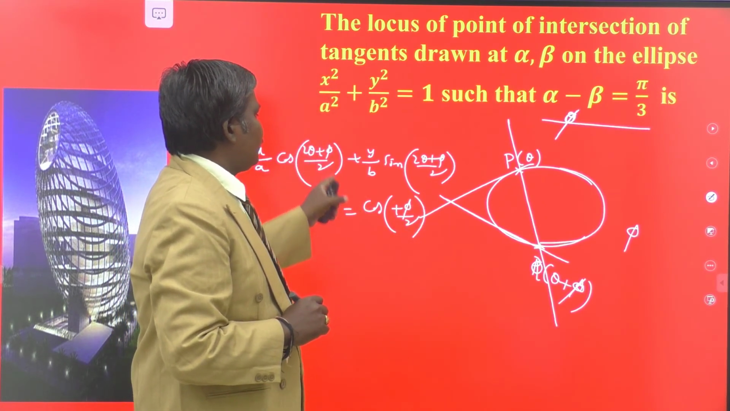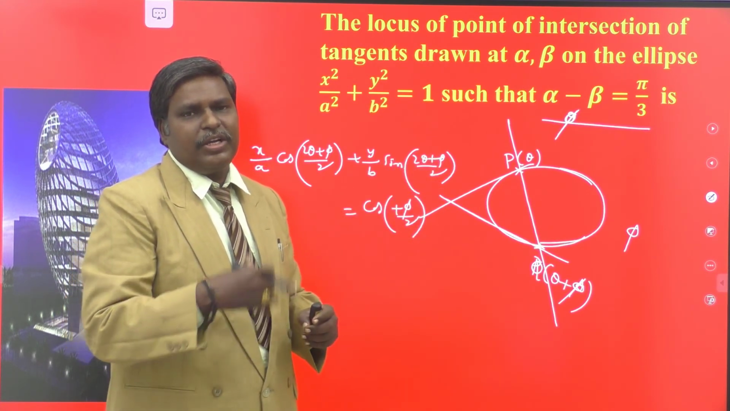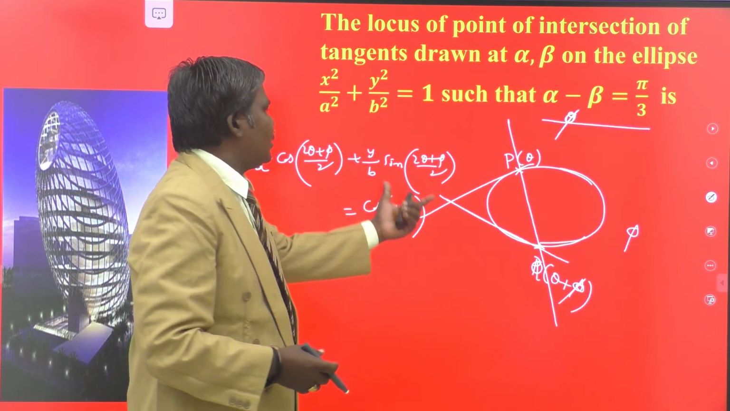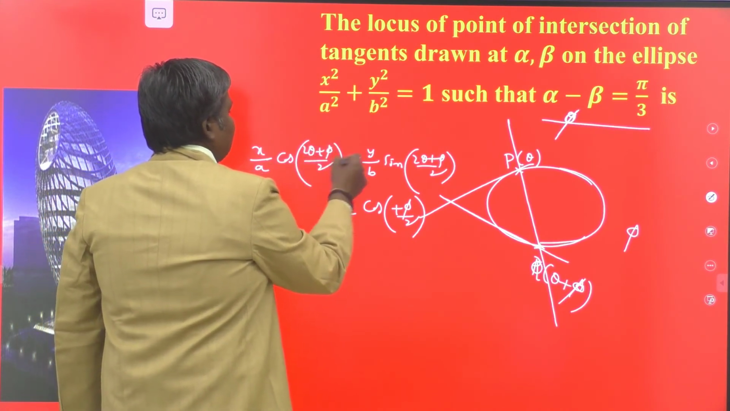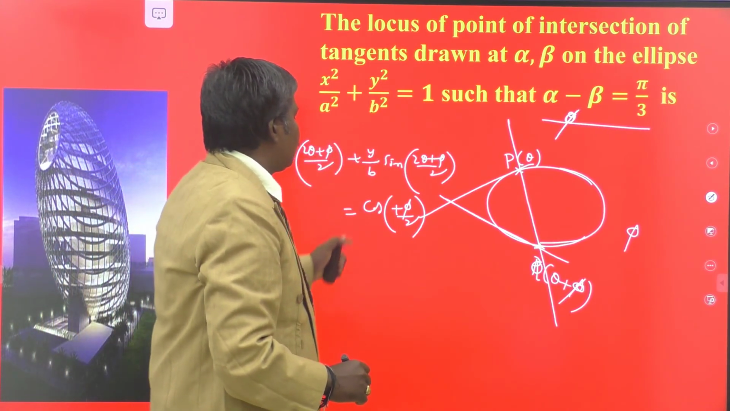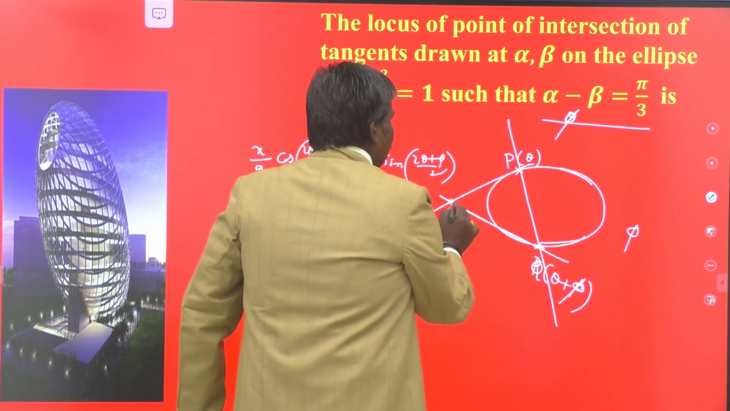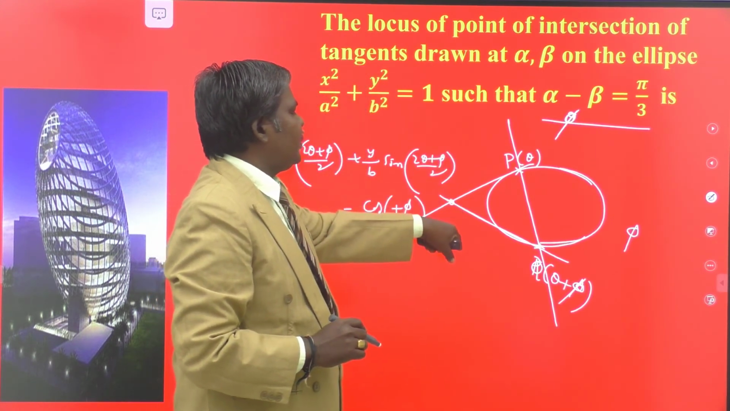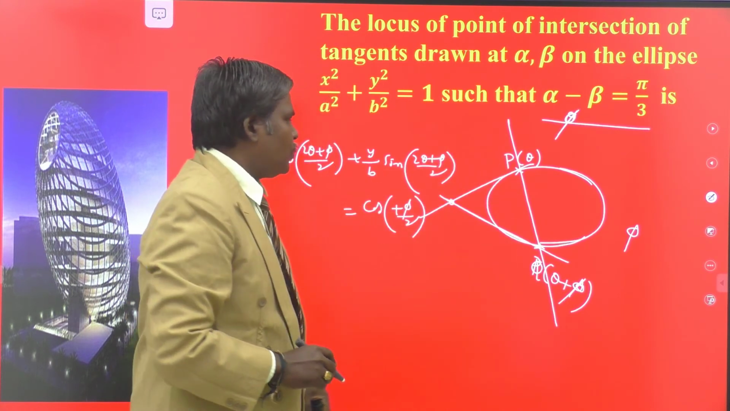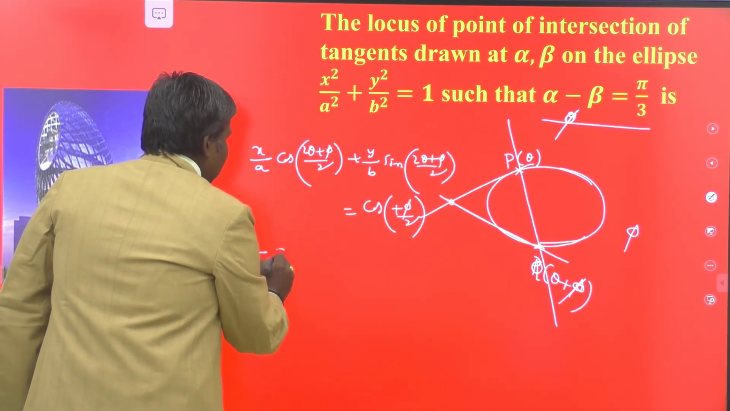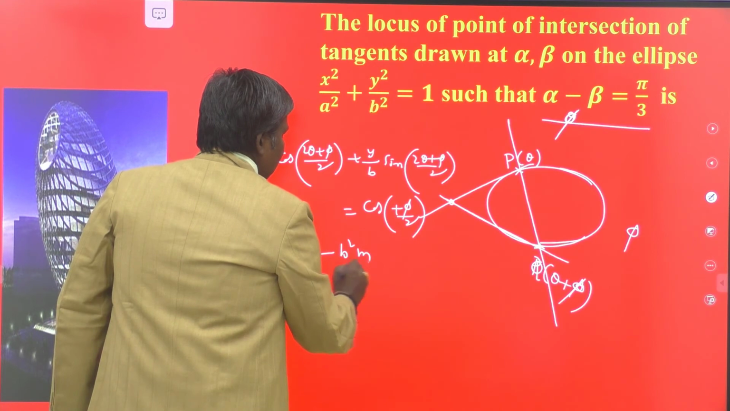x by a cos((alpha plus beta) by 2) plus y by b sin((alpha plus beta) by 2) is equal to cos((alpha minus beta) by 2). That is the equation of the chord joining these two points. So x by a cos of some psi plus y by b sin of some psi is equal to cos phi by 2. After getting the line equation, can you get the coordinates of the point of intersection or not? This is nothing but the pole of the line PQ. So the formula is minus a square l by n, comma, minus b square m by n.